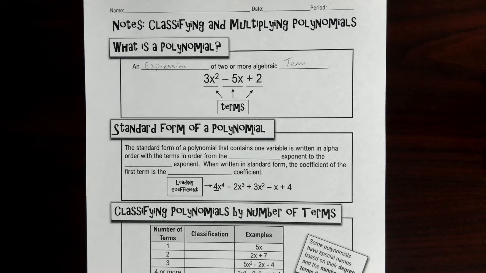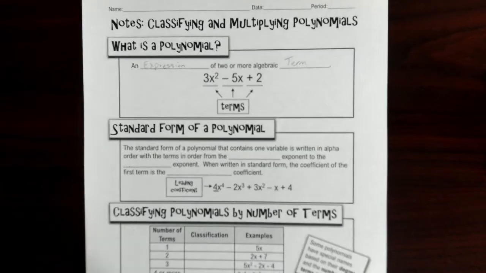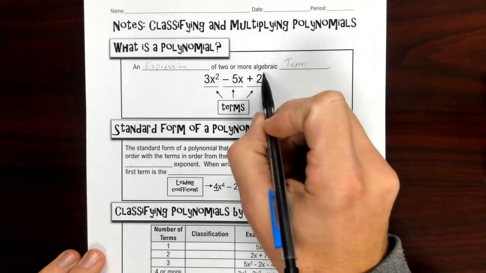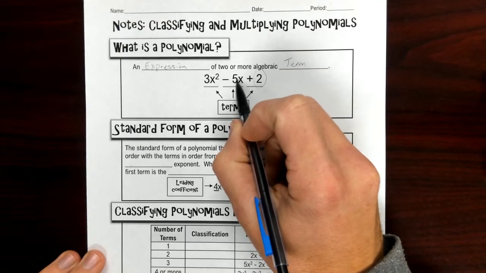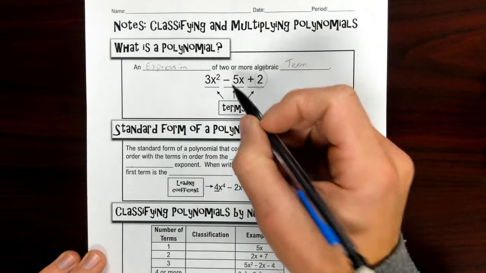A term is a variable, a term is a number, or a term is a combination of a variable and a number. So here's a constant, here's a combination of a number and a variable, and then here is a combination of a number and a variable.